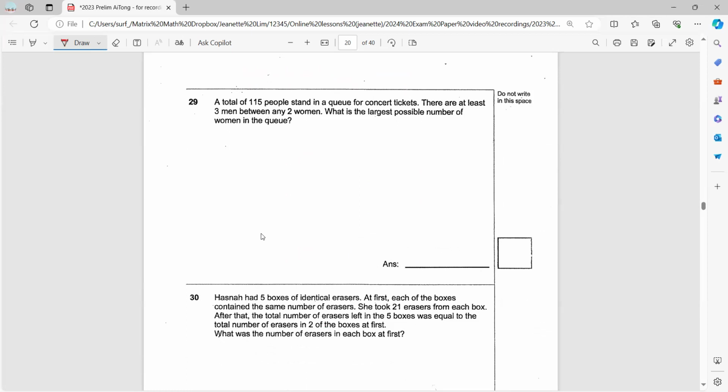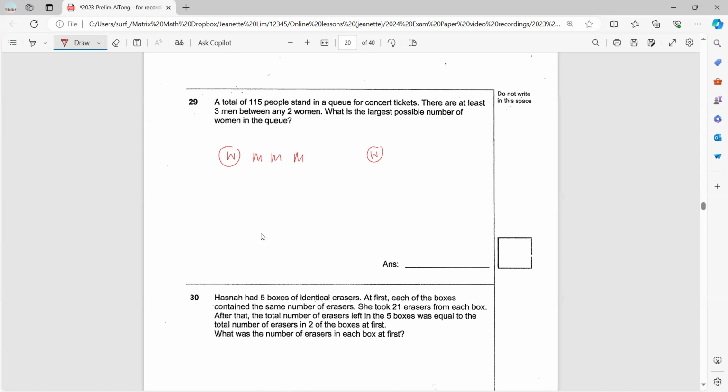Okay, so when they say at least 3 men between any 2 women, it means that it can be 4 men, 5 men, 6 men, and so on, but the minimum number of men is 3. So if you want the largest number of women, for example, if I say men, this is women, women, then between 2 women there are at least 3.